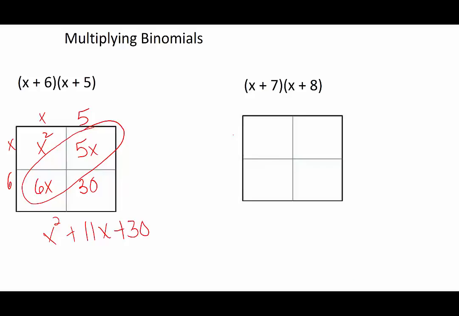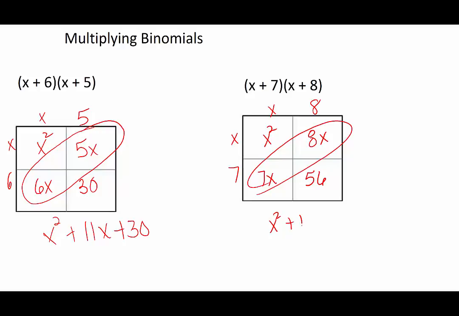Now let's multiply x plus 7 and x plus 8. X times x, x squared. X times 8, 8x. X times 7 is 7x, and 7 times 8 is 56. Step 1, fill in the box. Step 2, combine like terms. X squared plus 15x plus 56.